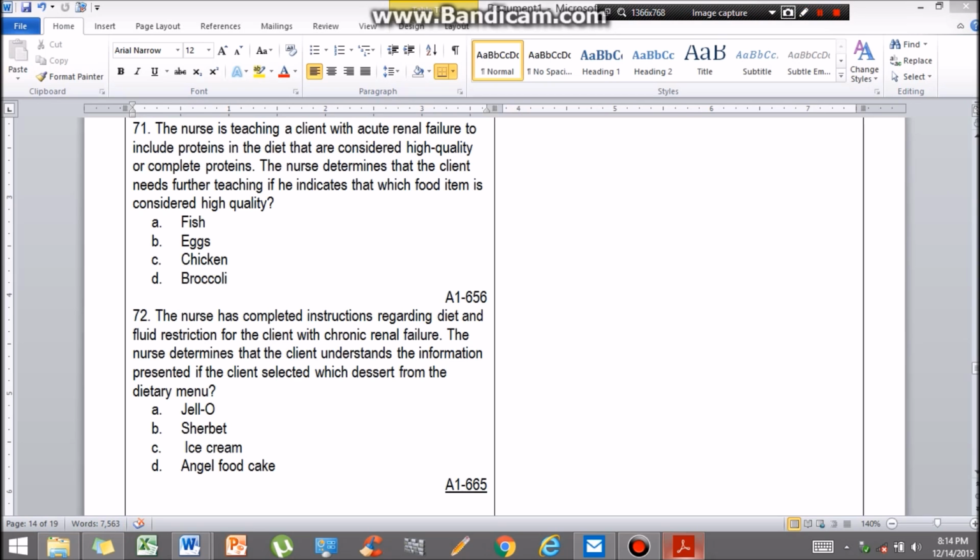Answer here is number 71. The nurse is teaching a client with acute renal failure to include proteins in the diet that are considered high quality or complete. The nurse determines that the client needs further teaching if he indicates that which food item is considered high quality. So high quality proteins come from animal sources. Knowing this, answer D is not an animal source. It's not considered a high quality source of protein. D is the answer.